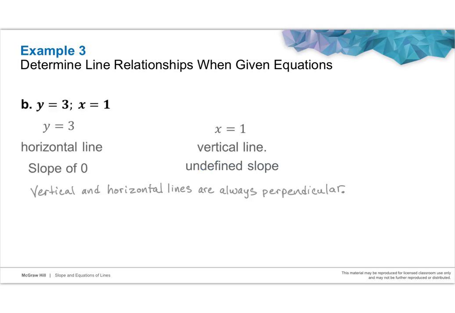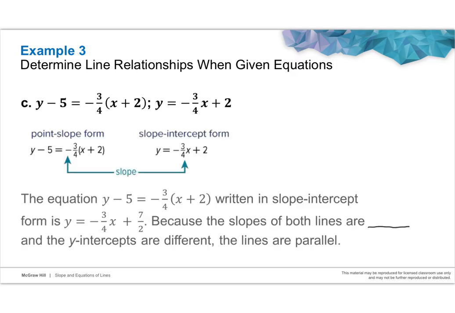Moving on to part B, we have the equations y equals 3 and x equals 1. As we analyze those two equations, we see only one variable at a time in each equation. And so we know that they are a horizontal line for the first equation and a vertical line for the second equation. And every vertical and horizontal line pair is always going to be perpendicular.